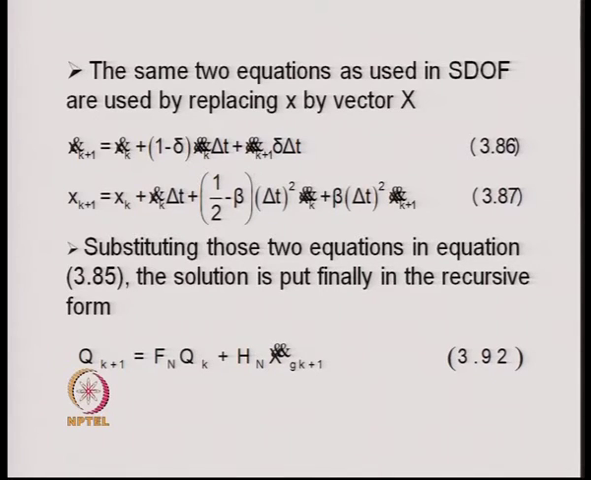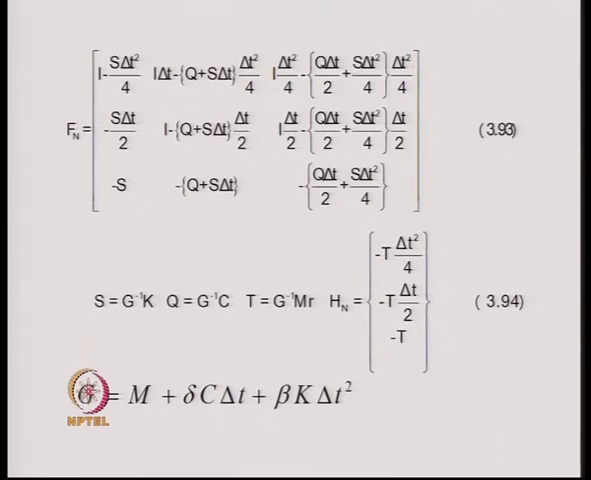The difference between the two cases, that is equation 3.92 and the previous equation for single degree of freedom system, is that here the Fn matrix contains terms which are all matrices. For example, S is a matrix, G is a matrix, S is equal to G inverse K, Q is equal to G inverse C, and you can see that the Q matrix is appearing in the Fn matrix.